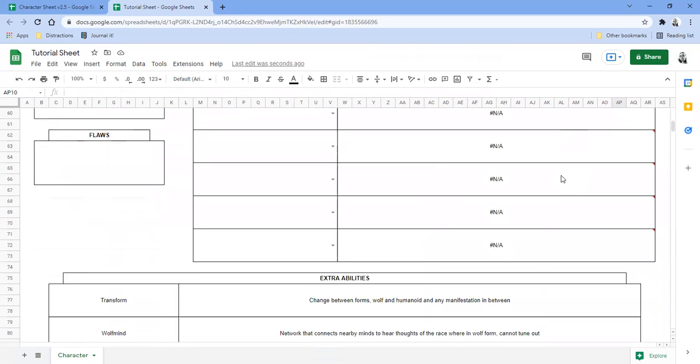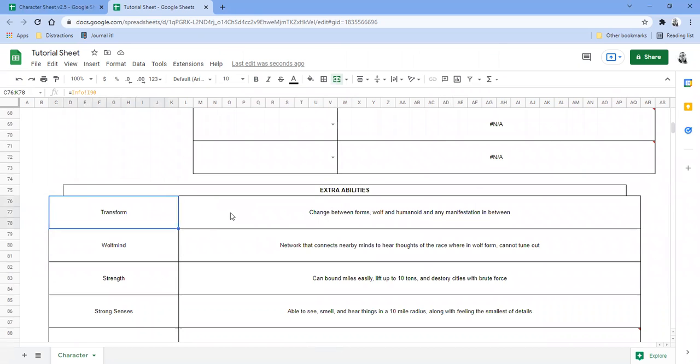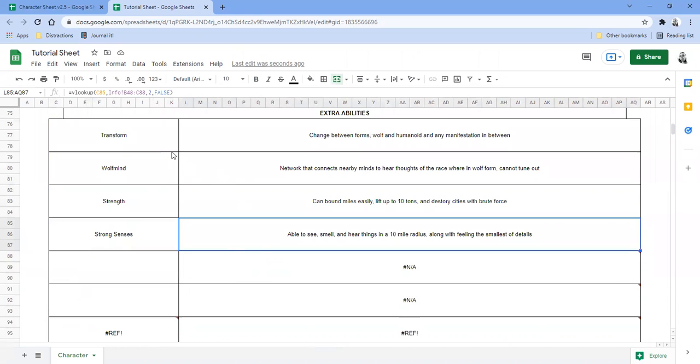Okay, so we'll scroll down here. These are extra abilities you get from choosing a race. They're different for each one. So wolves, for instance, can transform. They have a wolf mind, a strength, and strong senses. Transform, you change between forms. Wolf mind connects nearby thoughts of their wolf. They cannot tune it out. Strength, they can leap far, they can lift 10 tons, they can destroy cities. I have to fix that spelling with brute force. And you're able to see, smell, and hear things in a 10-mile radius, feeling the smallest of details.